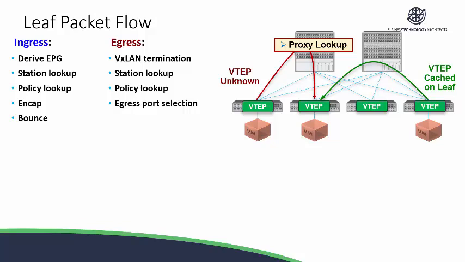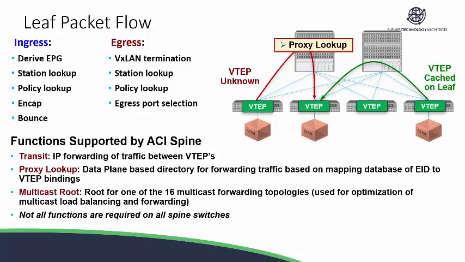The spine will look up and find the VTEP interface for that endpoint device. And then the leaf will update its global station table. So the leaf can then forward that traffic without having to go back and forth to the spine the whole time.